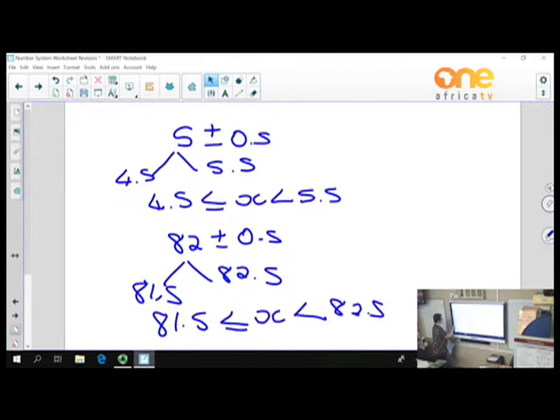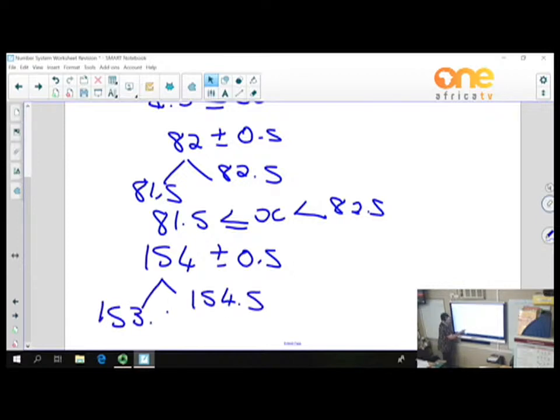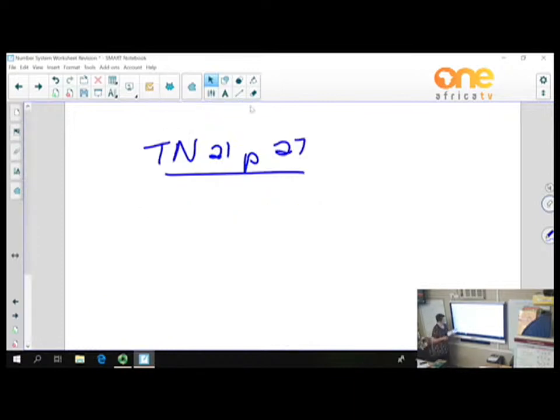Right, then the next one, 154. What is the maximum error this time? Okay, and there will be 154.5, 153.5. I add and subtract that every time. Okay, so let's mark then this exercise.